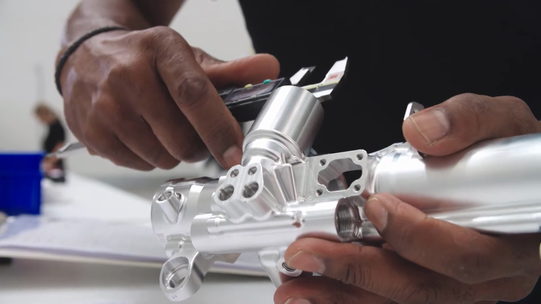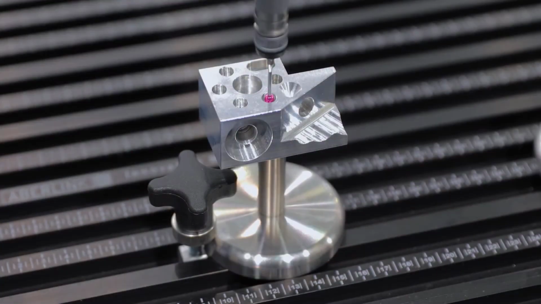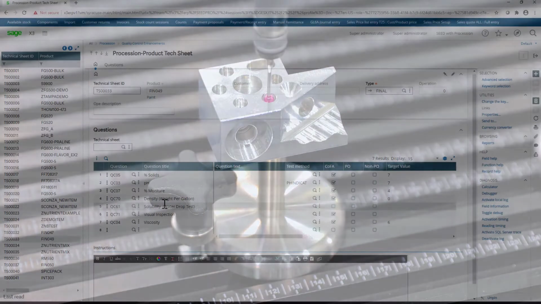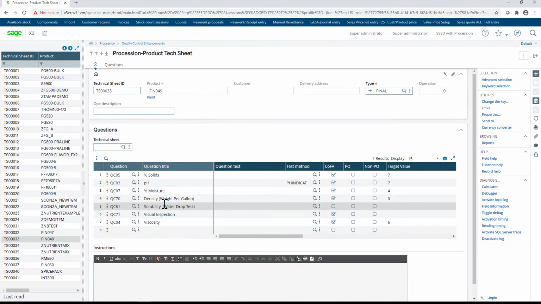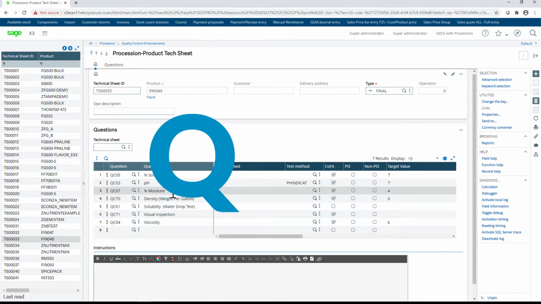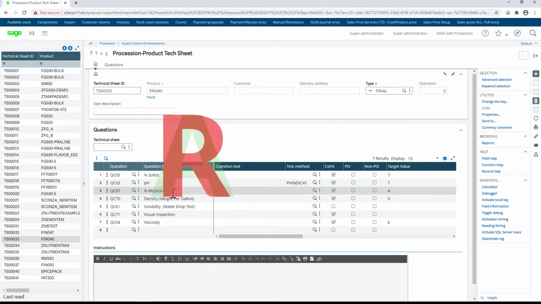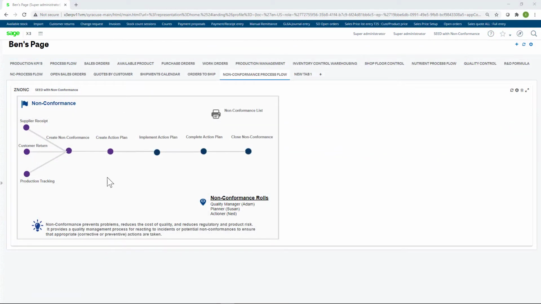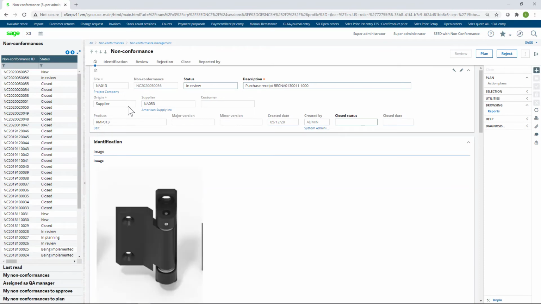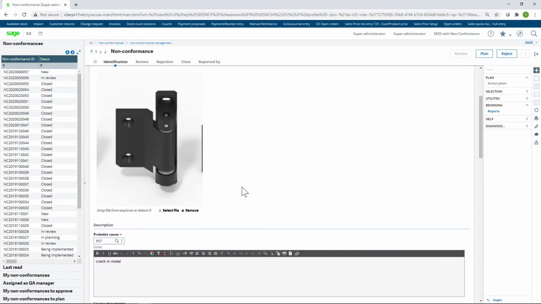In addition, these technical sheets allow companies to easily control and manage the quality and availability of their products by being able to classify their stock statuses of the products as Q for quality, A for accepted, and R for rejected. Combined with non-conformance, which can be done at the supplier receipt, production tracking, and at customer return, which provides the ability to prevent and pinpoint the root cause of non-conformity and quality control failures, Sage X3 has true quality control to enable companies to provide the highest grade quality products to their consumers.